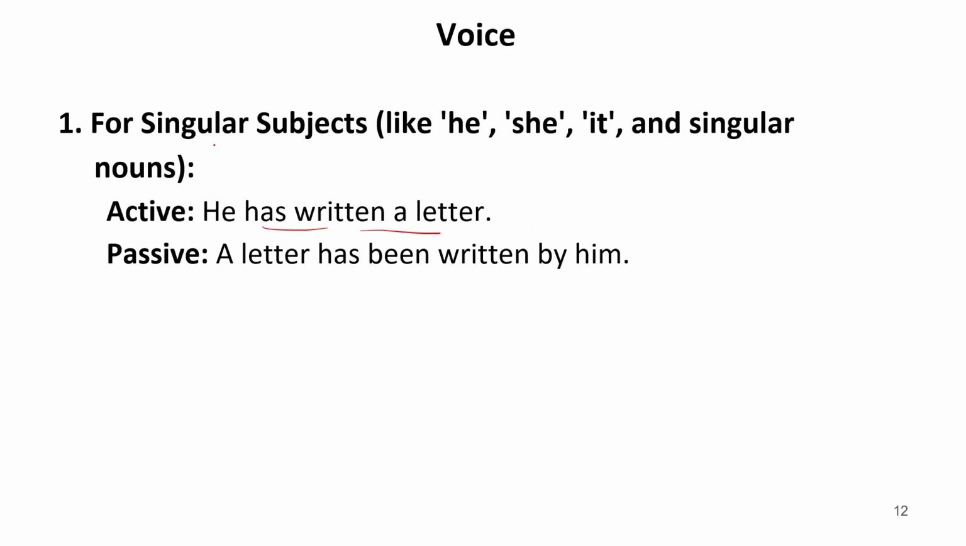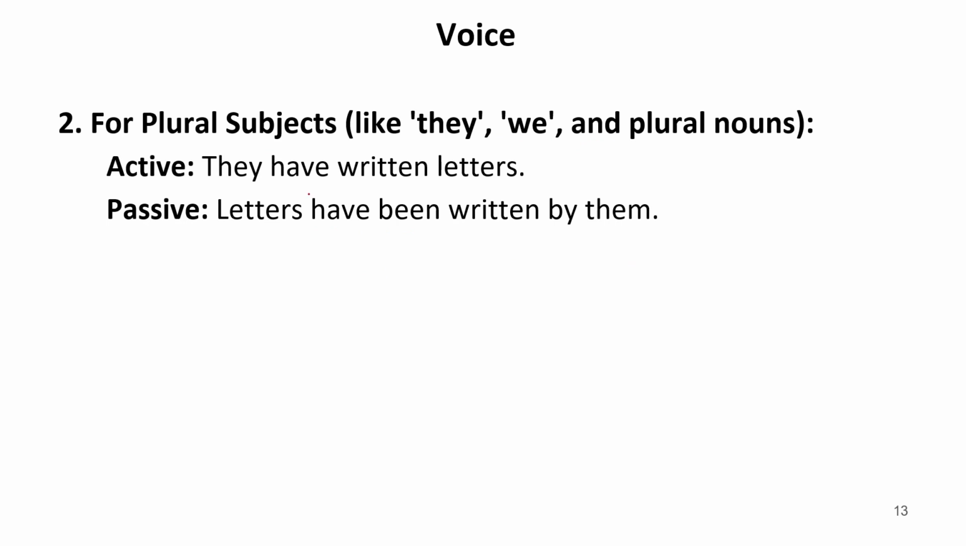So let us see this with a sentence. He has written a letter. This is a singular subject like he, she, or it. So when we write this in passive voice: a letter has been written by him. This is the passive voice. They have written letters. Now letters are plural. So when letters come at the place of the subject, they are plural, so have should follow them. So letters have been written by them, is the passive voice of this active sentence. So in this way, we convert the sentence of a perfect tense into passive voice.